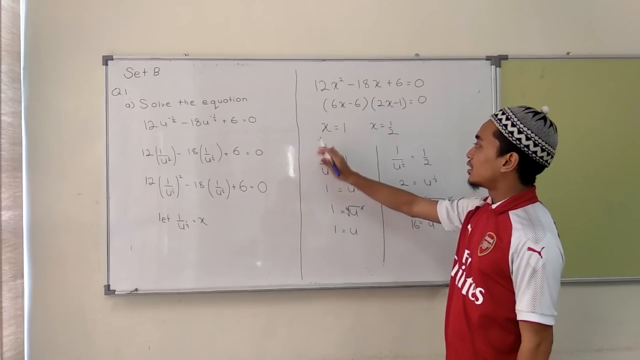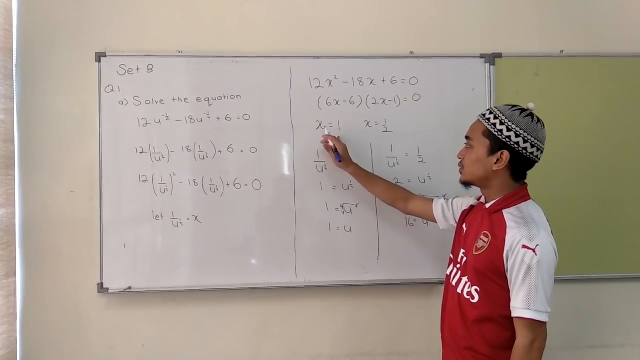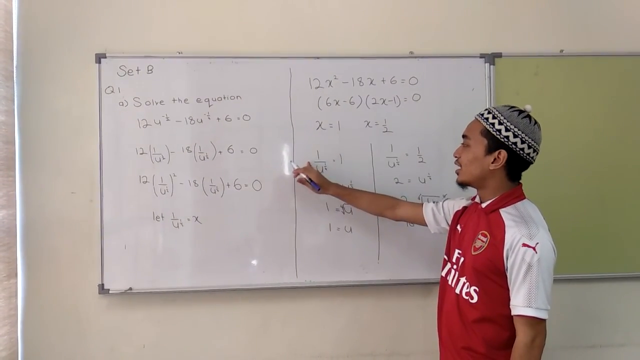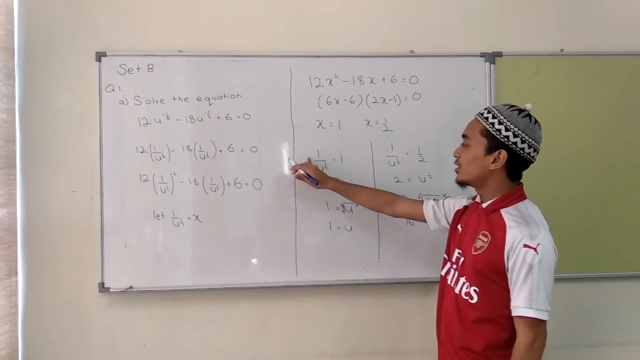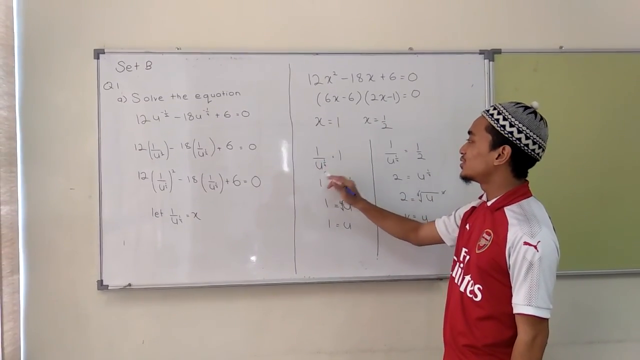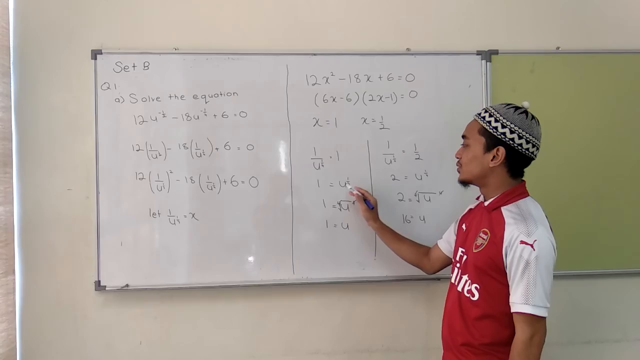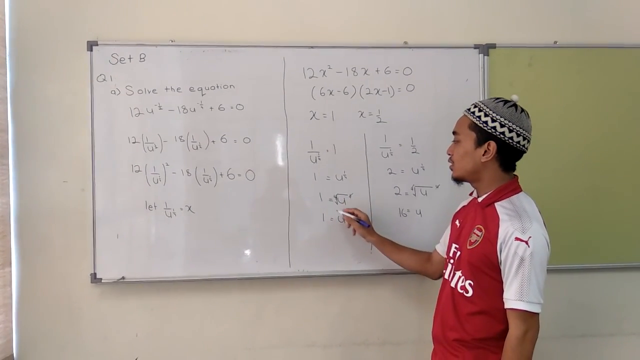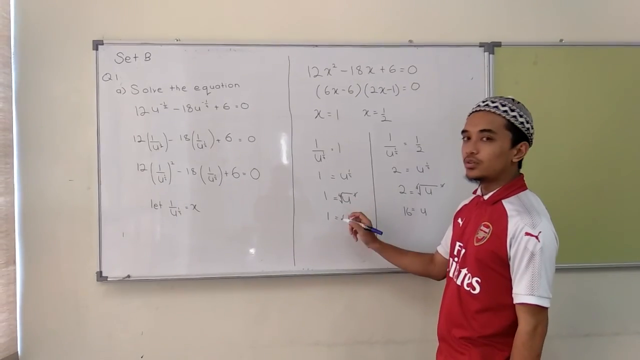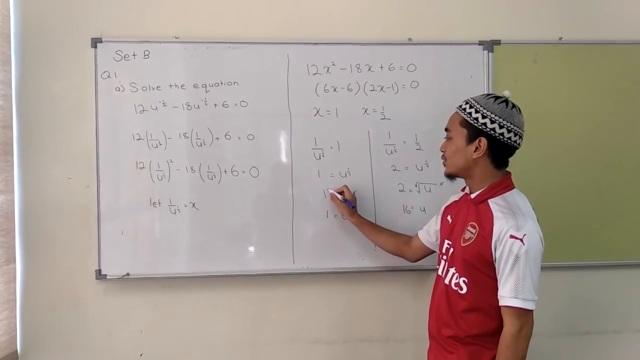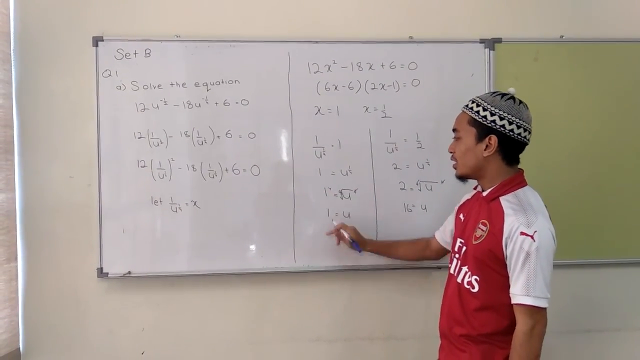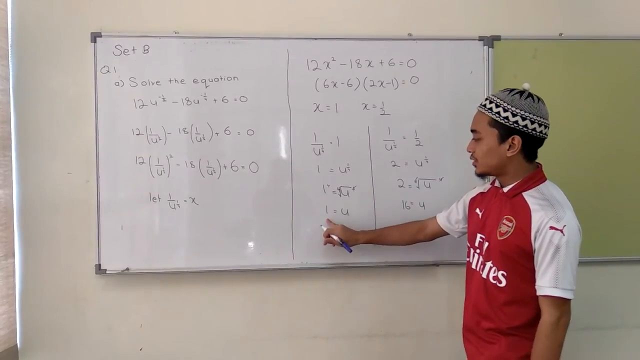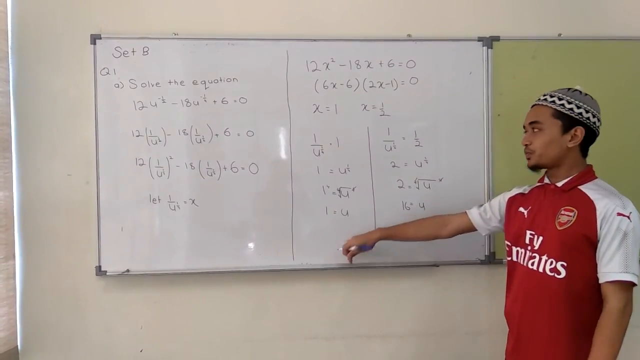So we will take the first x, which is equal to 1, and we make it 1/u to the power of 1/4 equals to 1. And then 1 equals to u to the power of 1/4. U to the power of 1/4 is equal to the fourth root of u. To get rid of this fourth root, we have to power it by 4, and this one we also have to power it by 4. 1 powered by 4 is equal to 1, and 1 is equal to u.